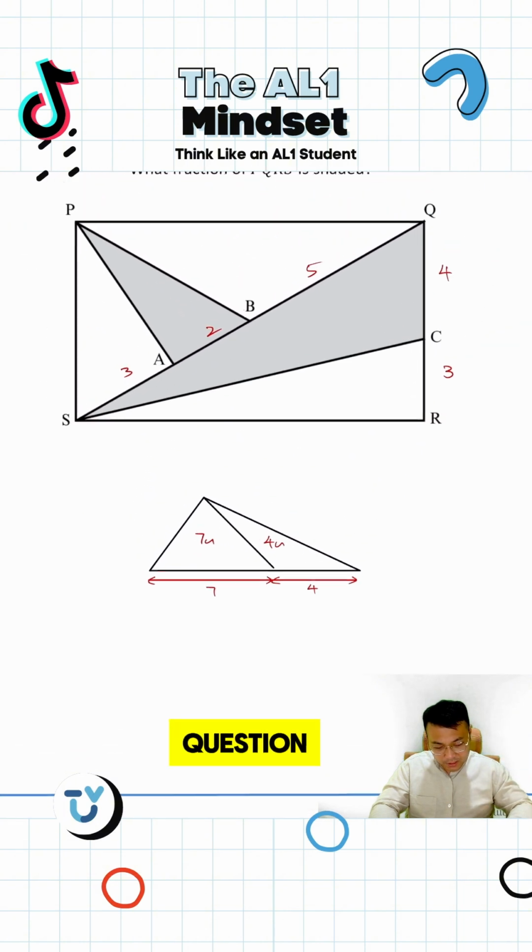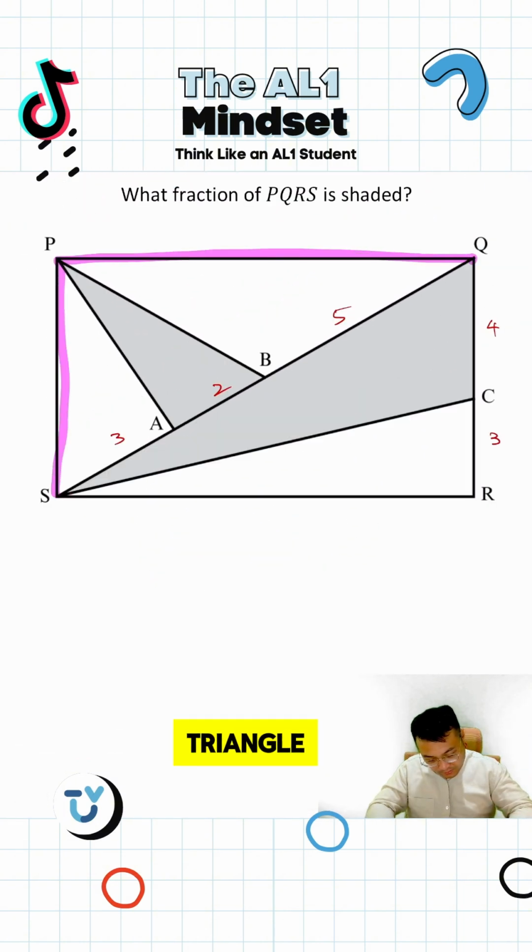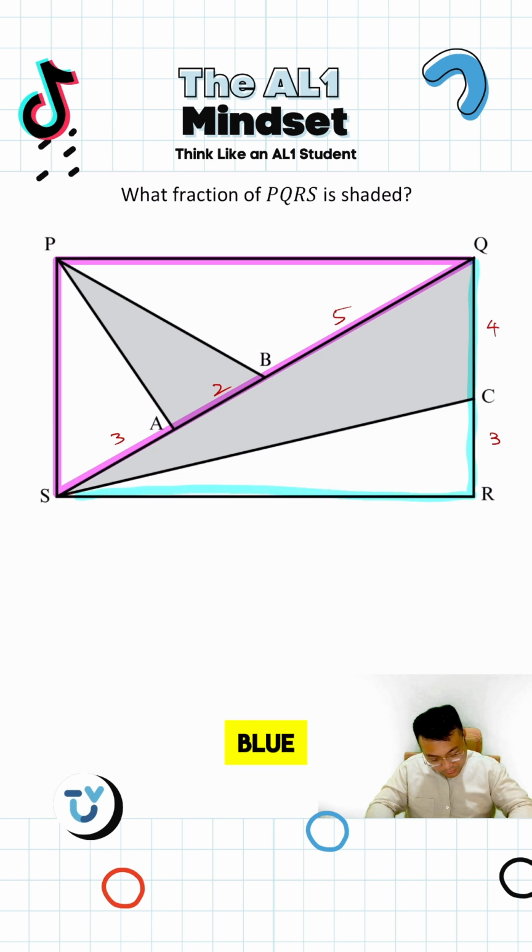So back to the question. Let's observe this pink triangle. It is half of the rectangle. And so is this blue triangle. They are equal to each other. Both of them are half the rectangle.